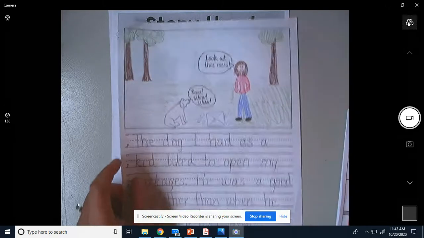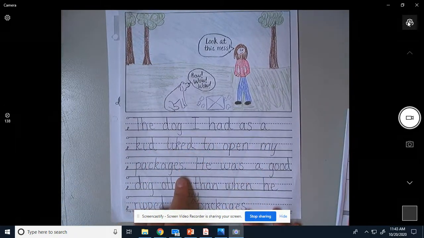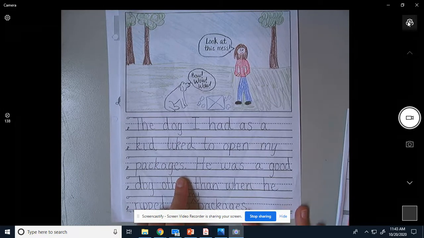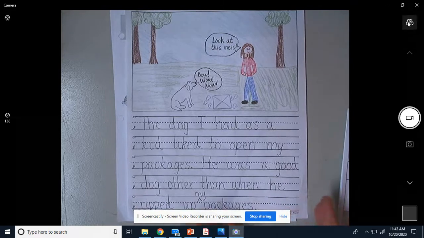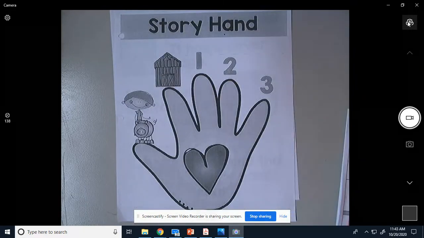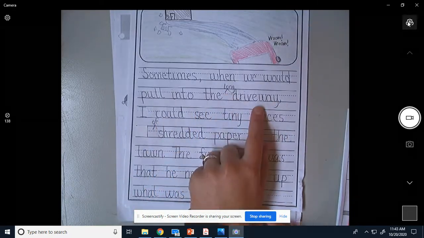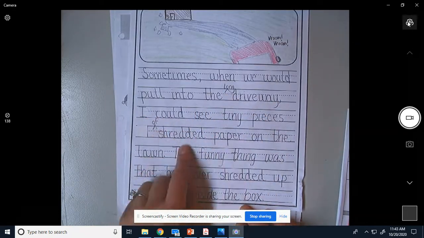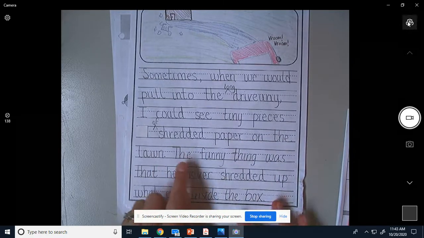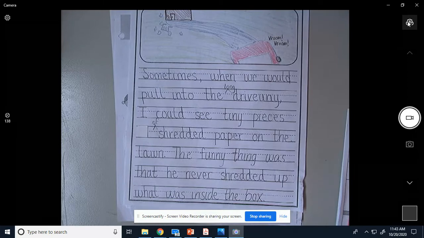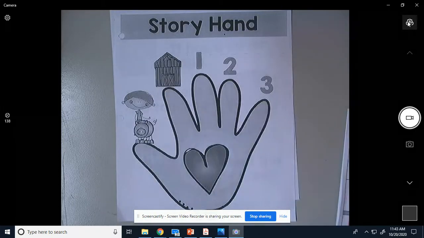Okay, so I talked about how the dog I had as a kid liked to open my packages. That's a detail. He was a good dog, other than when he ripped open my packages. That's a detail. Then I added more detail. I said sometimes when we would pull into the long driveway, I could see tiny pieces of shredded paper on the lawn. So that's 3 details. And I even added more details, which is good. That's a great thing to do. So if you even add more, that's bonus.